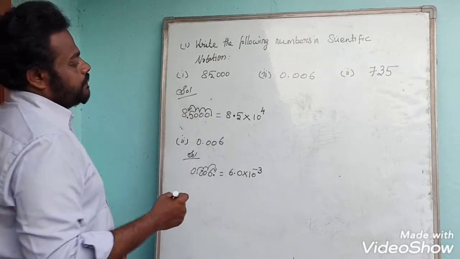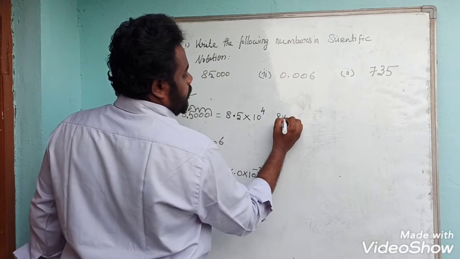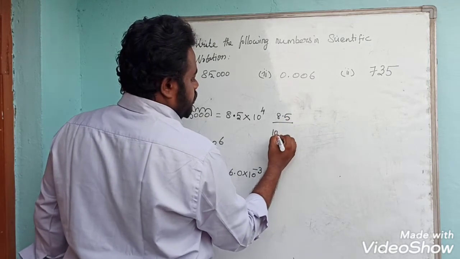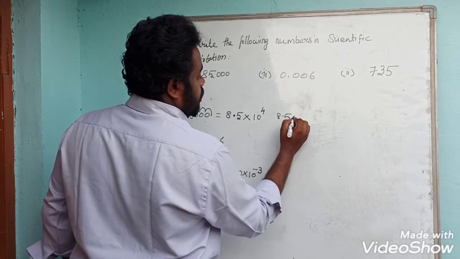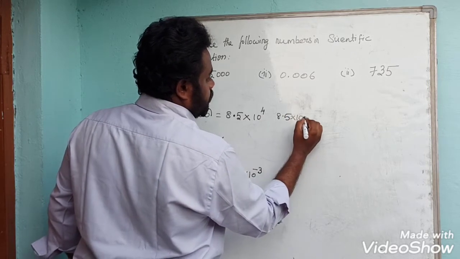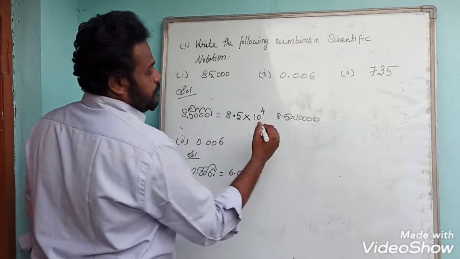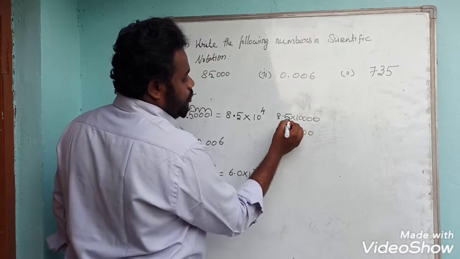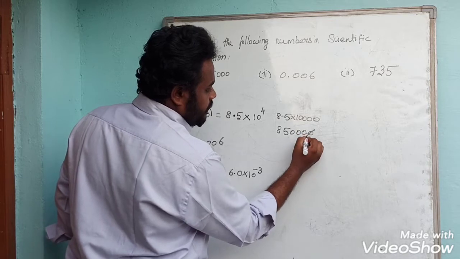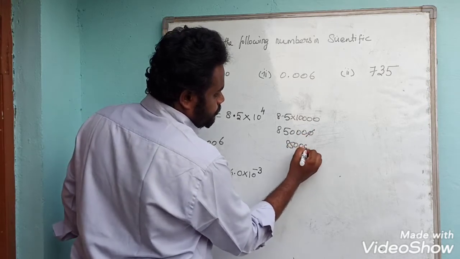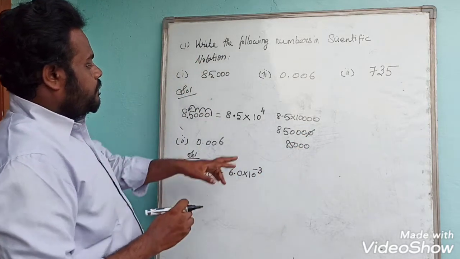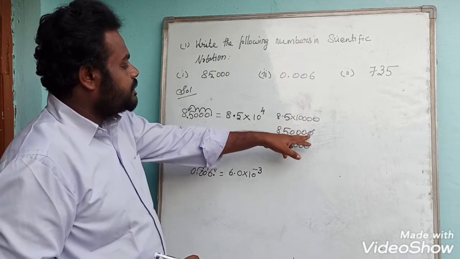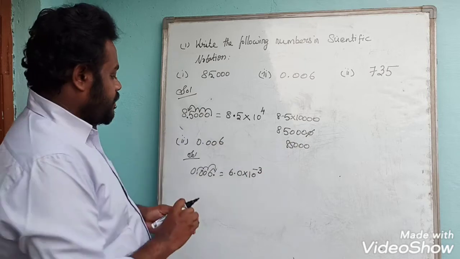So just think, 8.5 multiplied by 10,000: 1, 2, 3, 4. How many decimal places? Only one decimal point. We cancel it and we get 85,000. Because multiplication is positive, you have to multiply and cancel the 0. We get 85,000 again.